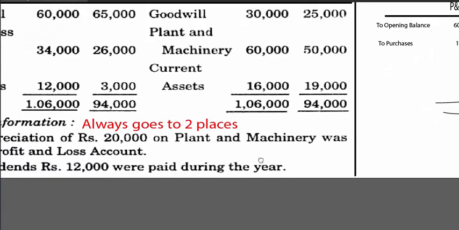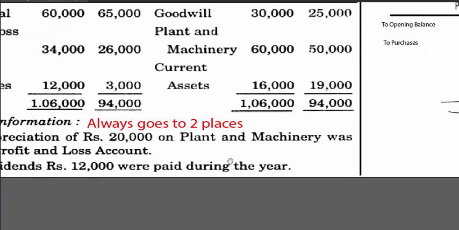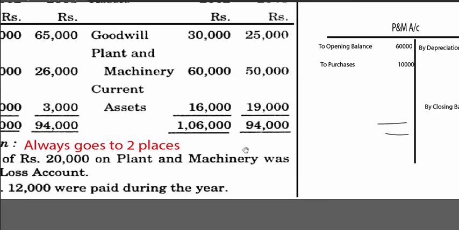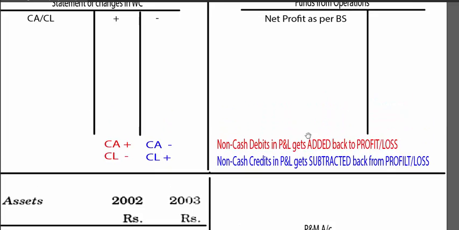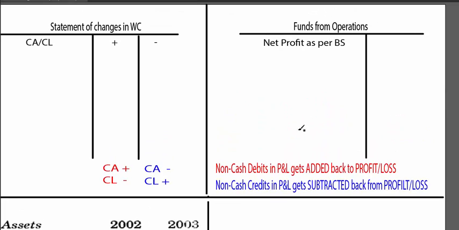So let's see. We saw that adjustments affect 2 places. So the depreciation of 20,000, it's gone here. This is 1. Where else would it go? In the P&L account, it would have been debited. Now, non-cash debit, that is depreciation, it has to be added back to profit and loss. So we can just put depreciation of plant and machinery, and that would be 20,000.